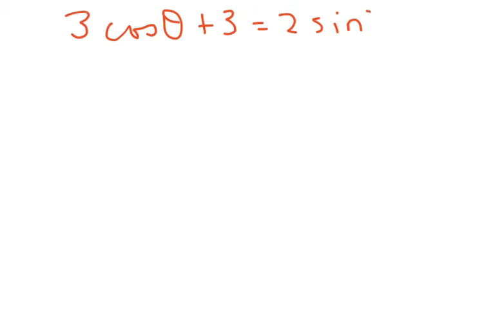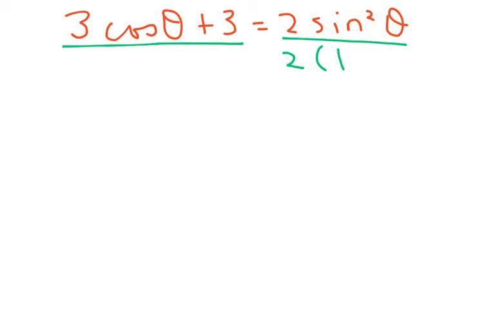So we have 3 cosine of theta plus 3 equals 2 sine squared of theta. Now, in this case, we're not establishing identities. We're just going to use the identities we have. Since we already know how to factor, there's not much we can do with this side. But on this side, I could write this as 2 times 1 minus cosine squared of theta. Now, when I do that, I can make a quadratic equation like I did in the first video.